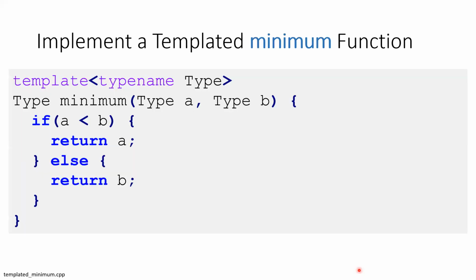Let's check the code. So given a type A and B, we first check if A is less than B, then return A, otherwise return B. And when they're equal, they are both the minimum value, so return either of them.